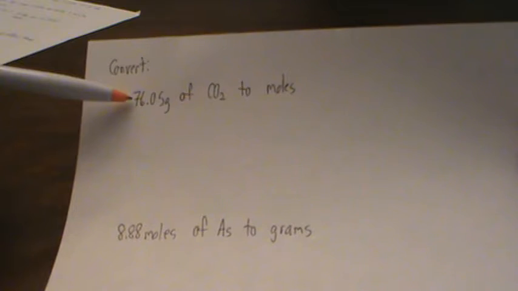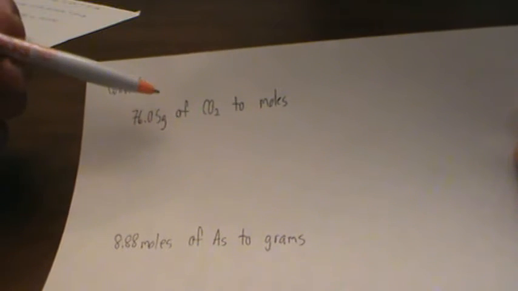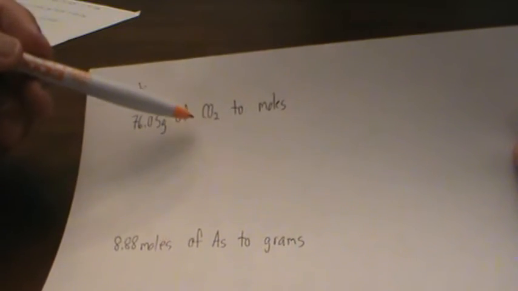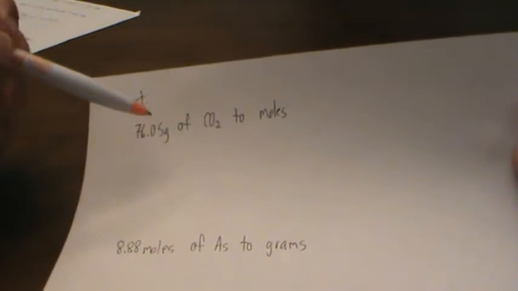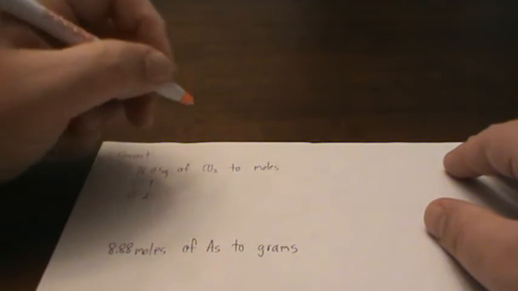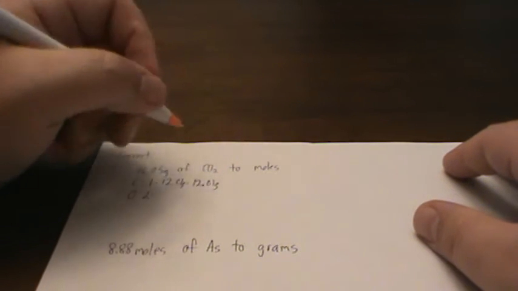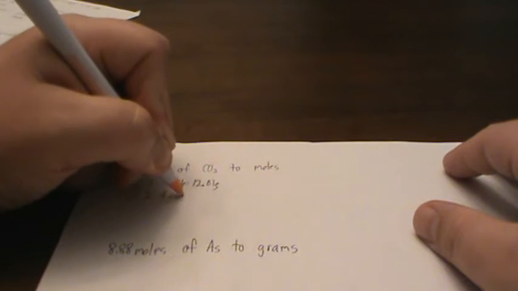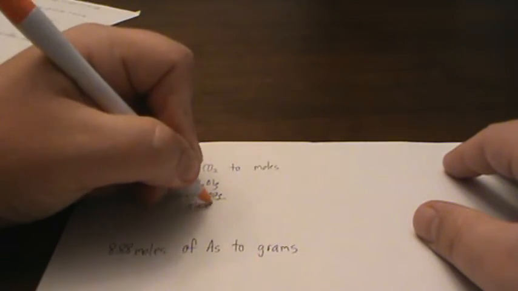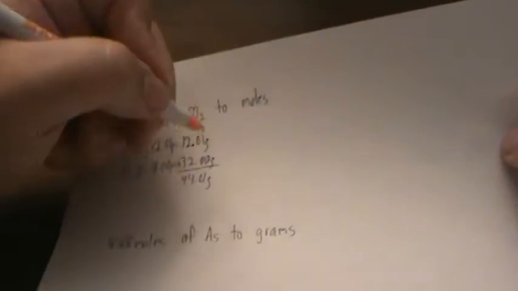Alright, so our first one, we have 76.05 grams of CO2 to moles. For these types of problems, if you see grams anywhere in the problem, that's telling us that we need to find the mass of our substance. So we need to figure out the mass of carbon dioxide. We have 1 carbon and 2 oxygen. Mass of carbon, 12.01 grams. So 1 times 12.01, 12.01. Oxygen, 2 times 16, 32. If you add these up, mass of carbon dioxide, or CO2, is equal to 44.01 grams.